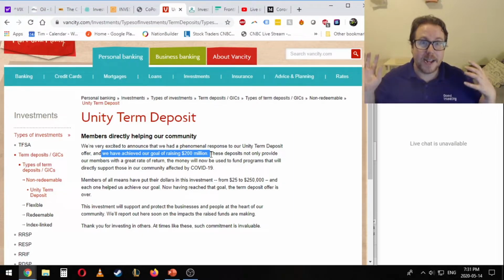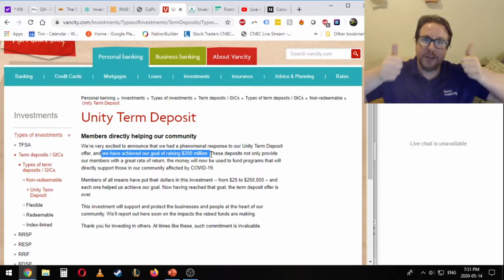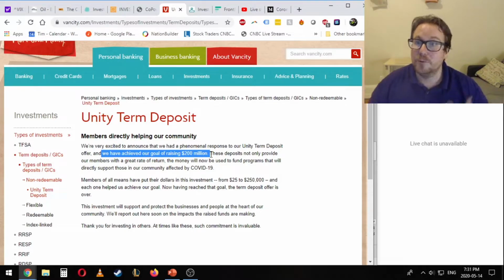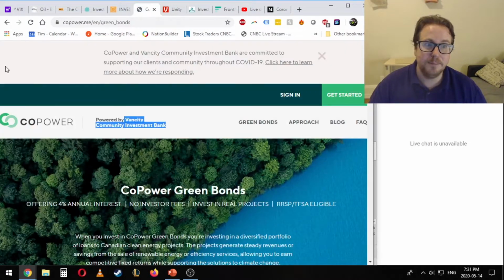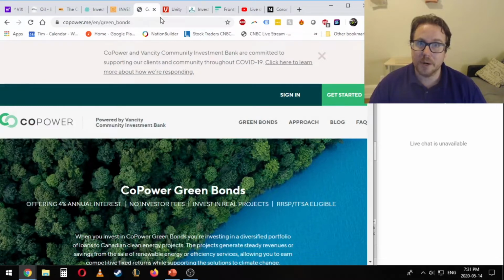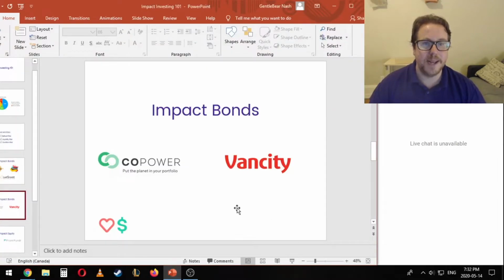Literally, this came out like 2 months ago. So I'm just so impressed by Vancity. Want to give them like 2 big thumbs up. And really excited for more of these. Give me more. The market wants more. We want more. So I would just love to see more products like CoPower, like this Unity Term Deposit. I think this tells me that the market is really hungry for impact investments right now.